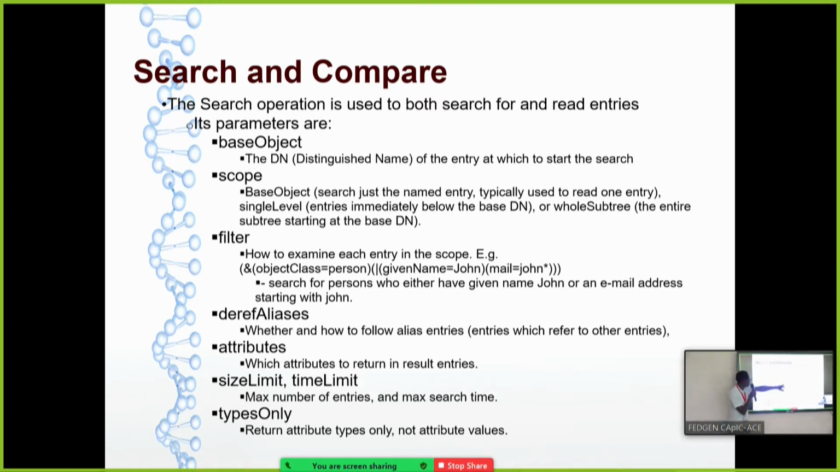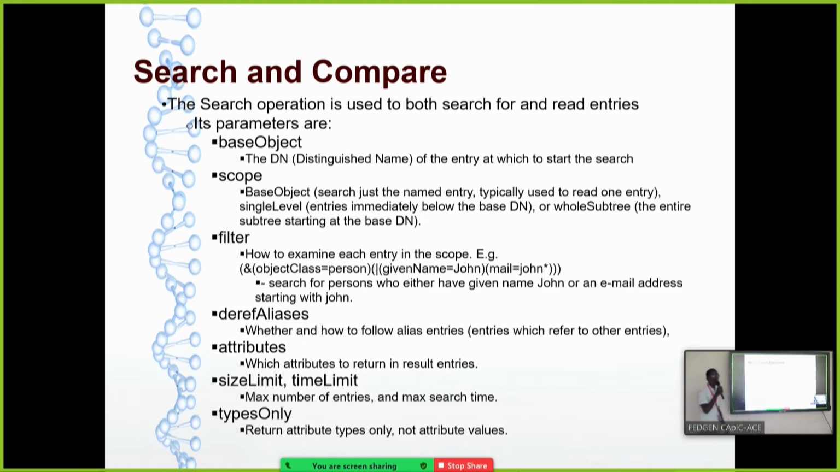How to examine each entry in the scope. E.g., I say, okay, object class is equal to person. So for every entry that contains object class equal to what? Person, bring it out. However, you can match two together. You can see this side. This one is and. This is logic now. This one is or. Do we understand?